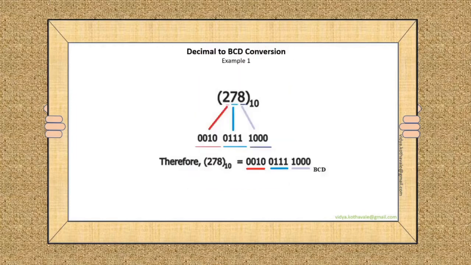Let's convert the decimal number to its BCD equivalent. When the decimal number 278 needs to be converted into its 8421 equivalent or BCD code, each decimal digit is converted into its 8421 equivalent, and altogether the total bits form the answer.